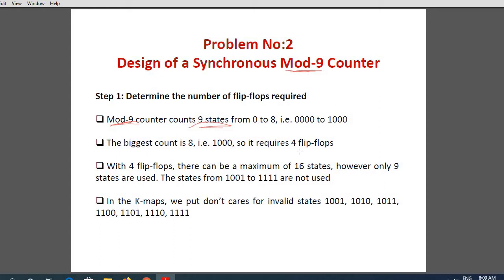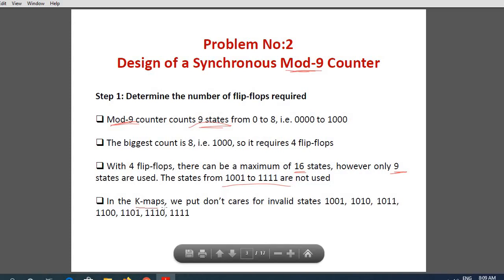It requires 4 flip-flops. With 4 flip-flops, 2 raised to 4, or 16 total states can be found, but only 9 are utilized. So the states from 1001 to 1111 are invalid. In the K-maps, you have to put don't cares corresponding to invalid states.